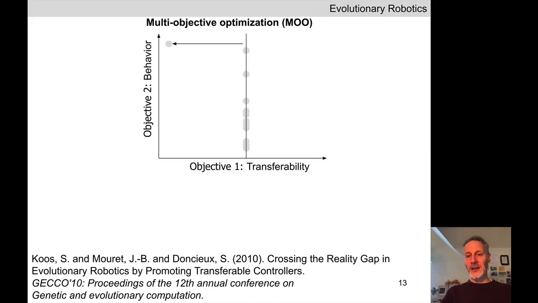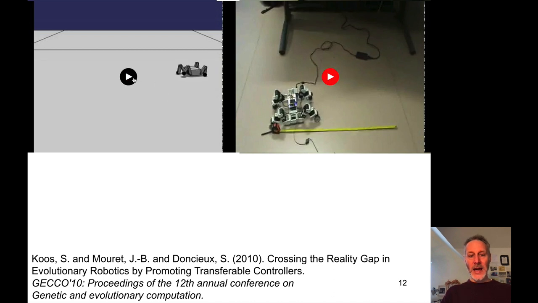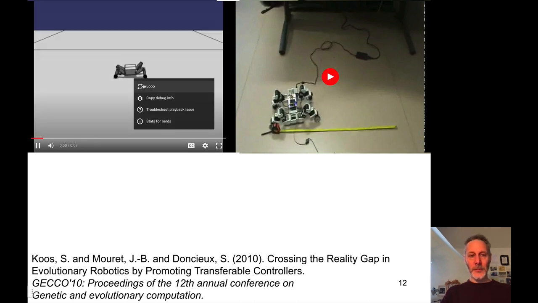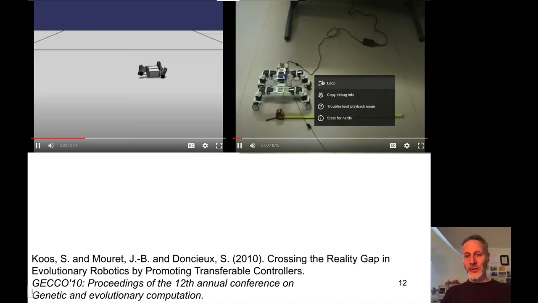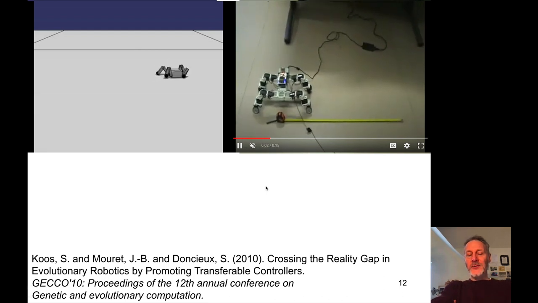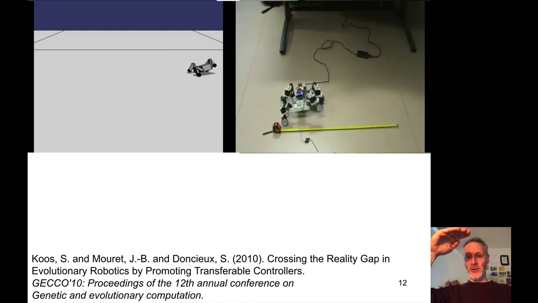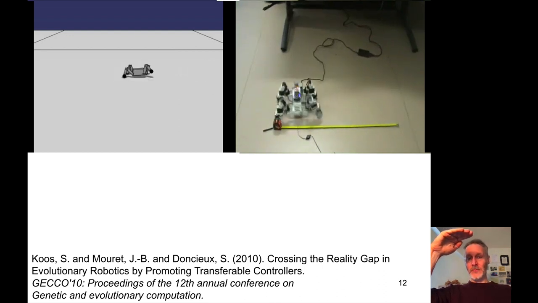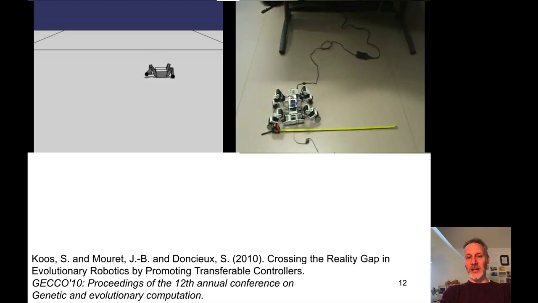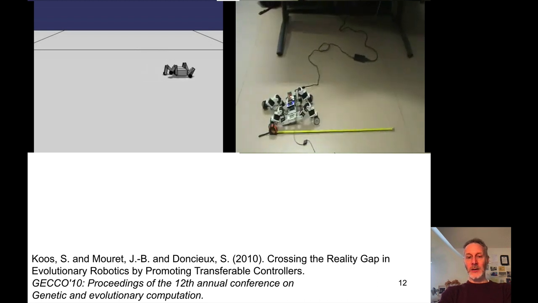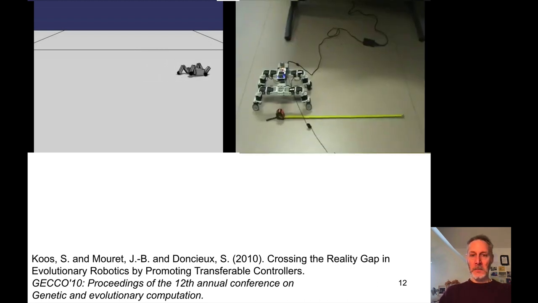What does it mean that the gap is narrowing? Well, as you'll recall, when we transferred the first random controller in generation 0, it had low transferability. There was a big gap between what the simulated robot did and what the physical robot did.